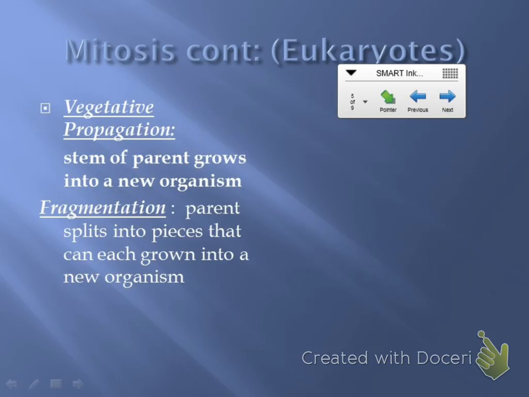Okay. Let's go to vegetative propagation. That is when a stem of a parent grows into a new organism. For example, my grandmother, she always gives me pieces of her plants to put in my yard, and they actually turn into a completely new plant. That's vegetative propagation. And then fragmentation is when a parent splits into pieces that can each be grown into a new organism.